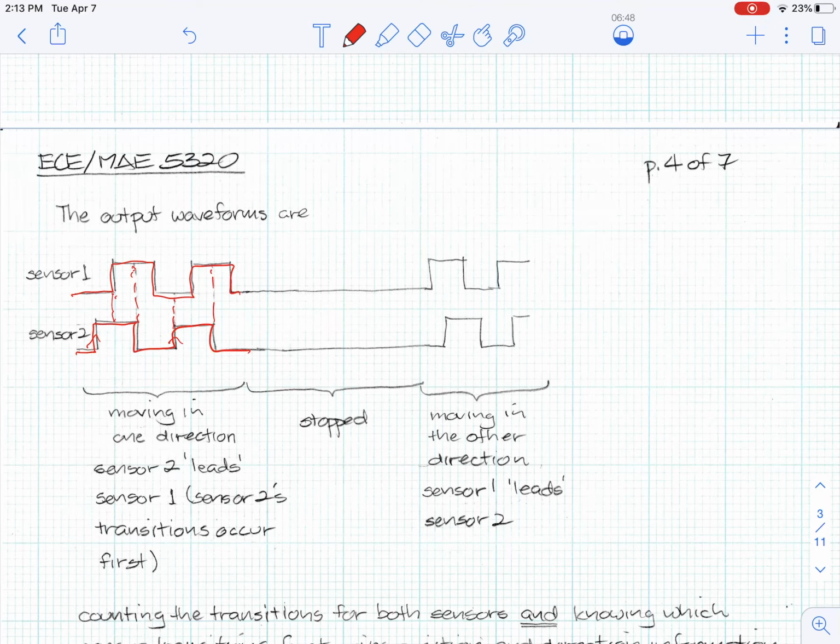Okay, so I show down here the waveforms I would get if I was moving in one direction. Sensor 2 is leading, and that means that sensor 2's transitions occur first. It leads sensor 1. If I stopped, I would stay at the state I was at until I started moving again. But let's say that I stopped and then I reversed. Now sensor 1's transitions occur first, and sensor 2's transitions occur later. So now sensor 1 leads sensor 2.